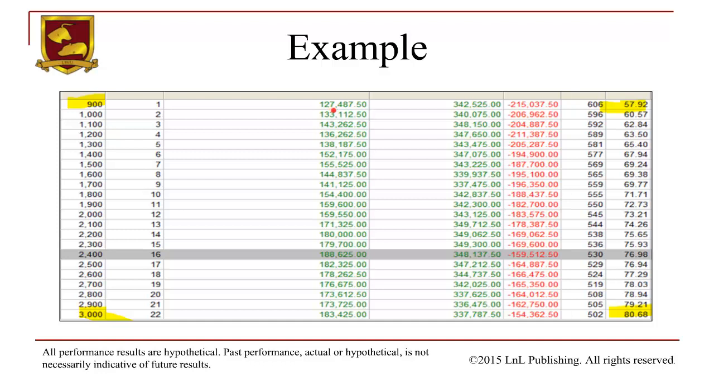At a small stop, you made $127,000. So it makes money regardless of your stop. But here you don't make as much. Here you don't make as much. The ideal stop is about $2,400 in this set of data.